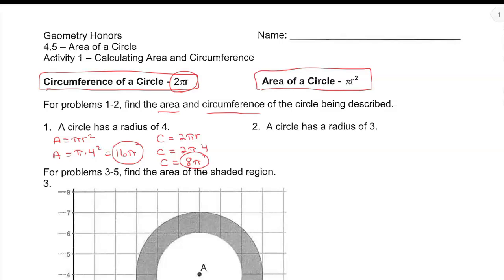In number 2, area is pi r squared, and in this case the radius is 3, so find 3 squared. Your area is 9 pi. Also set up 2 pi r for circumference and substitute in 3 for r, and the circumference is 6 pi.